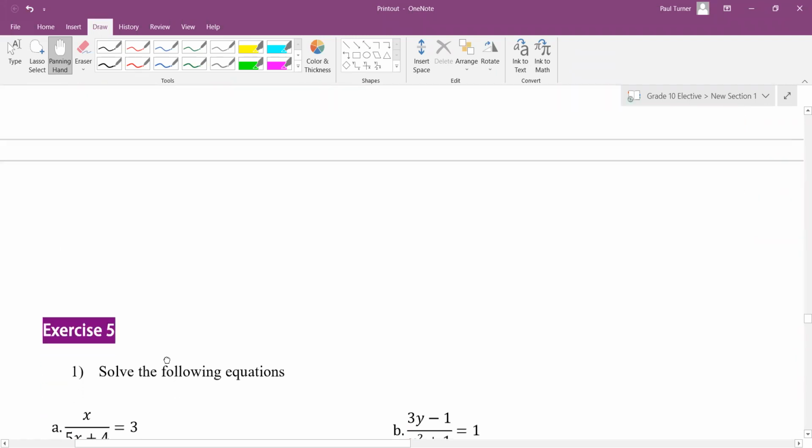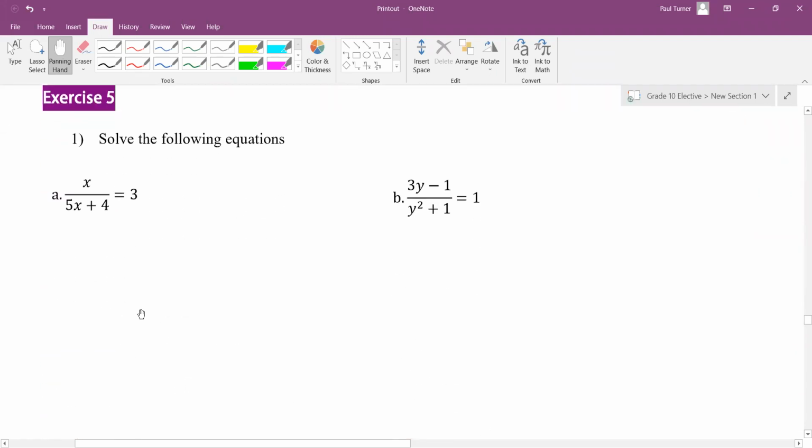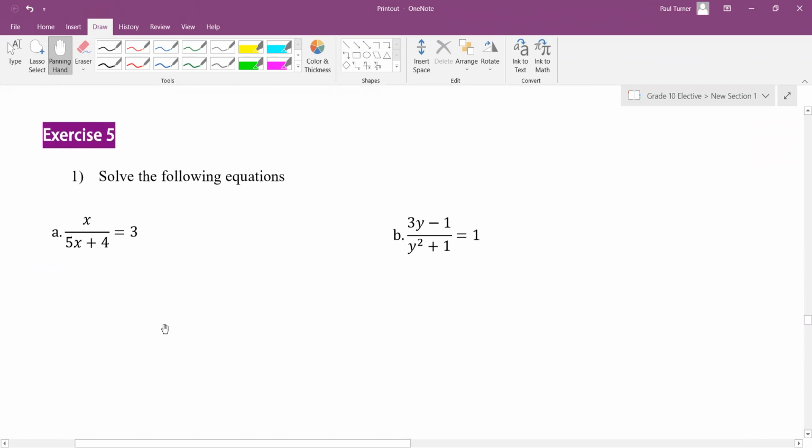Let's just go down. Maybe we'll do some questions. Okay, so we're going to do a couple, 2 or 3. We don't need to do a lot on this because the method's the same for every question. Okay, so if you look at this question here, you've got a 3 and you've got a 5x plus 4 here. So I would multiply 5x plus 4 both sides. So you can copy this down. Exercise 5.